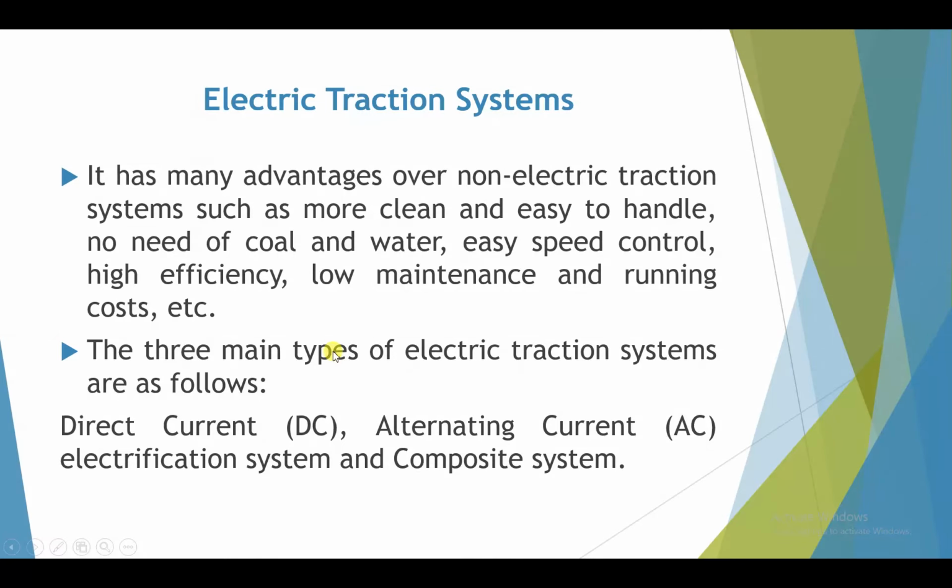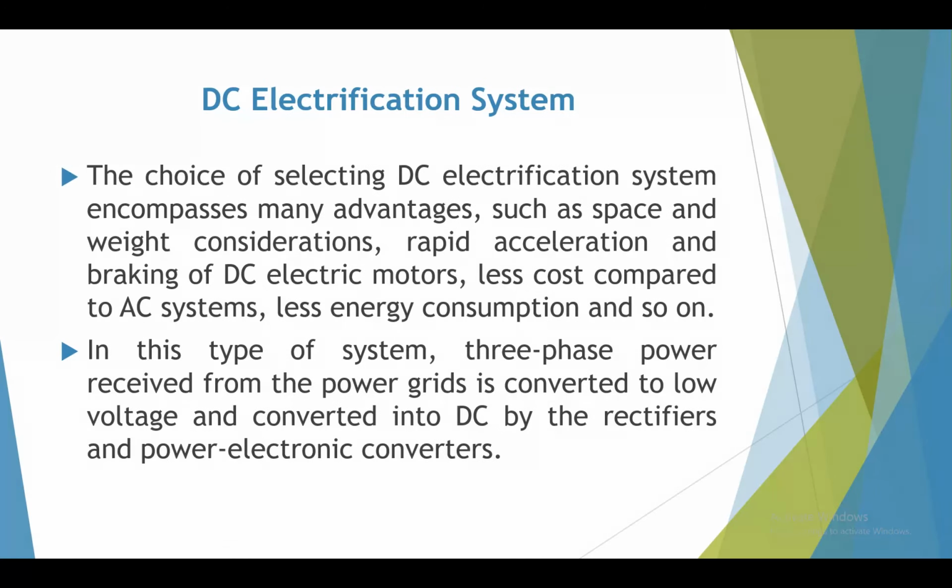The three main types of electric traction system are as follows: DC electrification system, AC electrification system, and composite system. We will see one by one how it works and its advantages and disadvantages. So the first one is the DC electrification system.